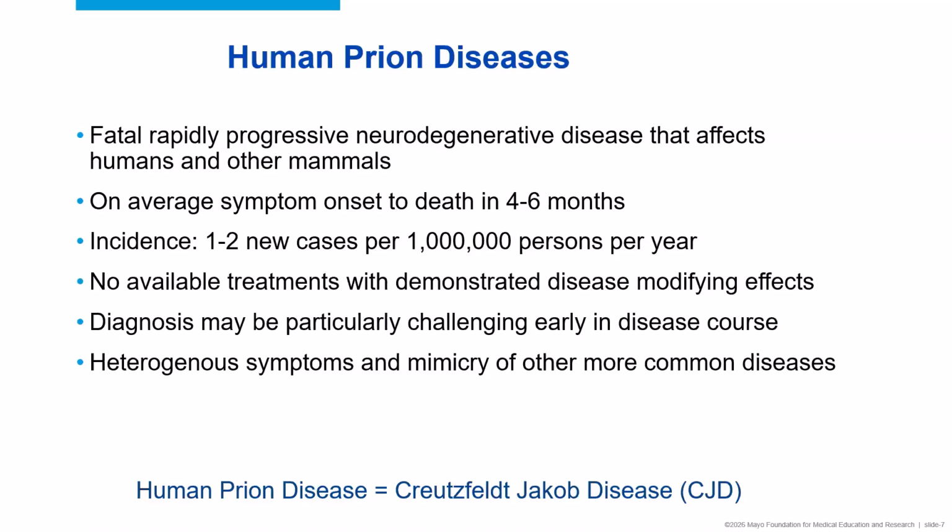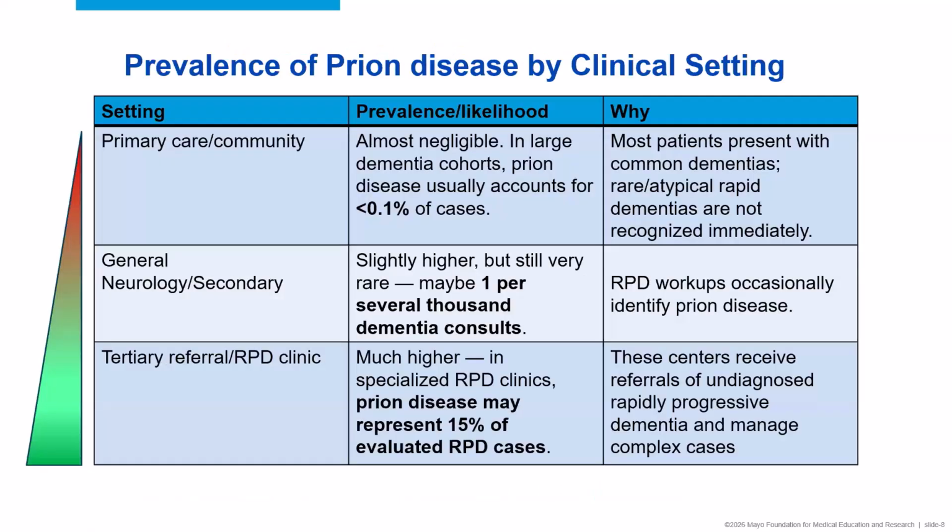I'll get into a little more details about that. So the prevalence of prion disease varies pretty significantly depending on the clinical setting. Because these are rare, when you think about a primary care or community setting, the likelihood of a patient presenting at a primary care community clinic with prion disease is exceptionally low, less than 0.1% of cases.